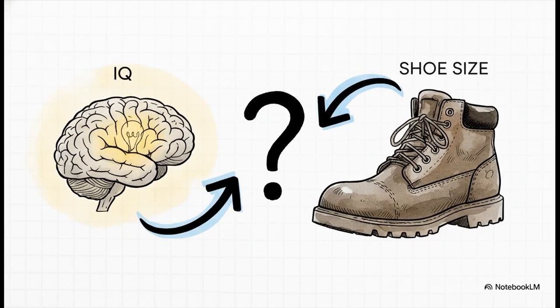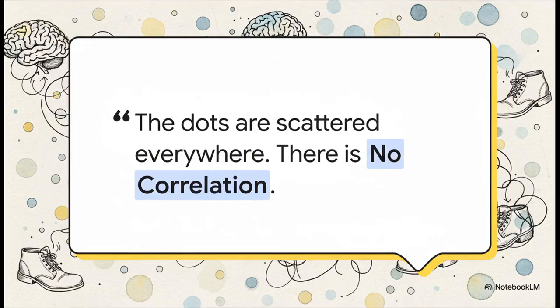And for our last one, what if we compared something like a person's IQ score to their shoe size? You think there's going to be a connection there? Right. The dots would be all over the place, like sprinkles on a countertop. There's no trend, no direction, no pattern at all. And that makes sense, because we know that how smart a person is has absolutely nothing to do with how big their feet are. This is a perfect example of no correlation.